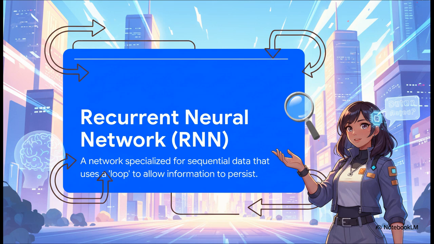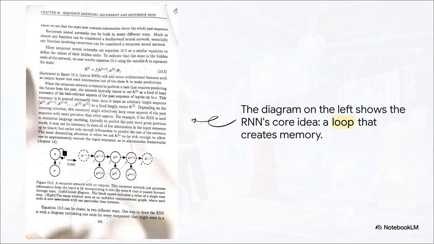It has a loop. So when it processes one thing in a sequence, like one word in a sentence, it produces an output, and then it feeds a little piece of that information right back into itself for the next step. This feedback loop acts as a kind of memory, giving the network context from what it just saw. And don't worry about all the formulas here. Just look at the diagram on the left. See that looping arrow? That's it. That is the entire magic of an RNN.